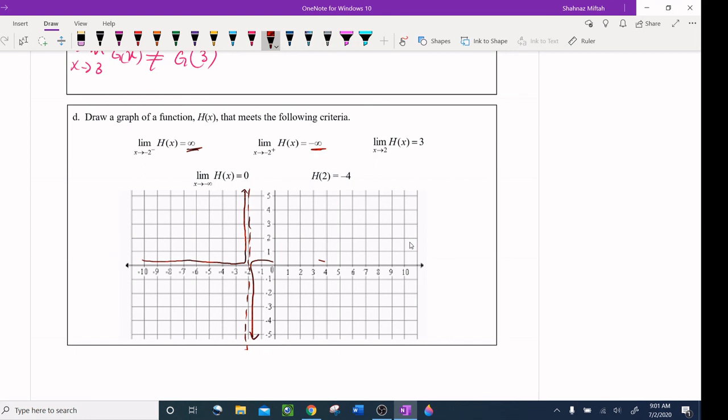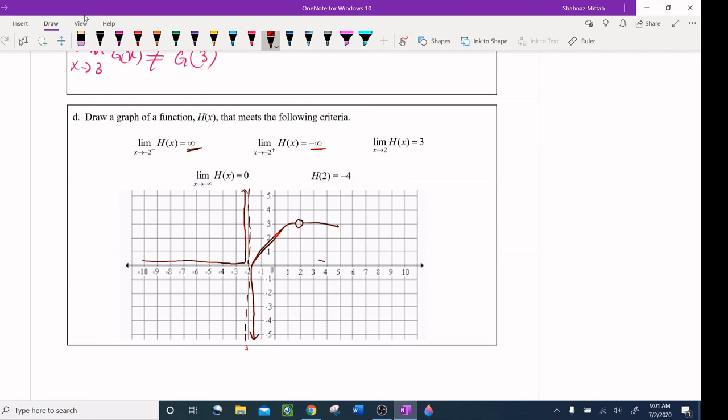The limit as x approaches 2 is 3. So this is 2, and they said the limit is 3 up here. So this is the way I'm doing it. You can make your own graph, it doesn't matter. Okay, like that. And I can erase this portion right there, like right here. It's going to go right there. So when I approach 2 from the left, I'm getting 3.